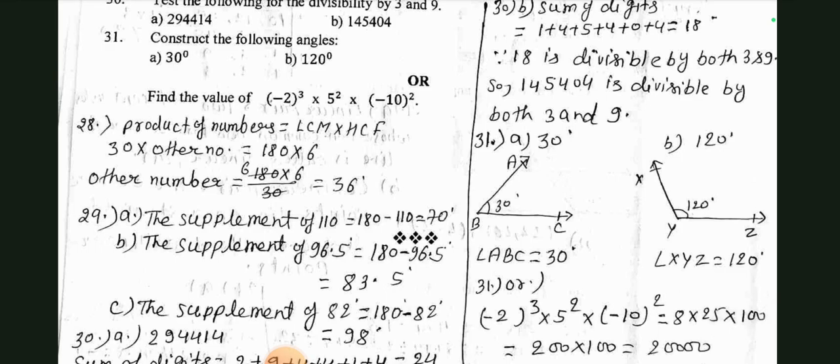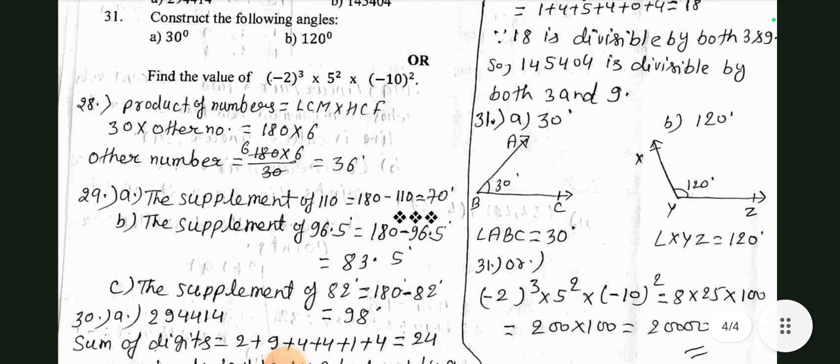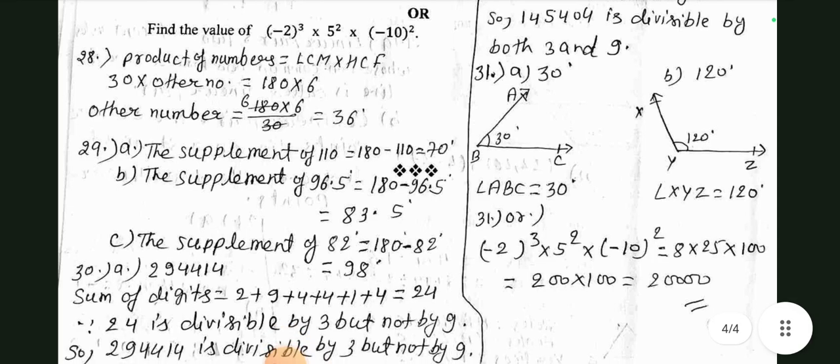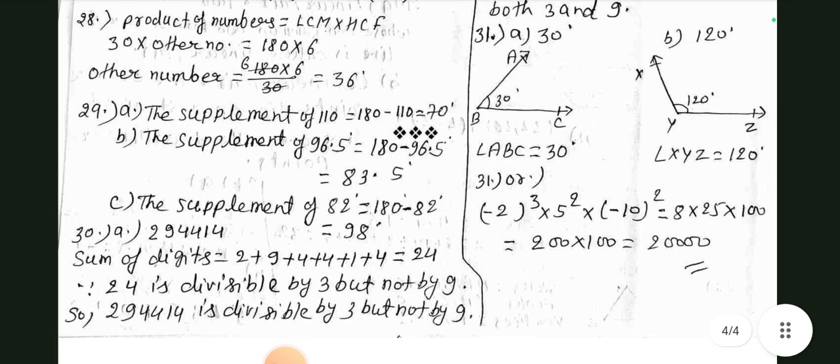Question number 29, the supplement of 110 degrees is 180 minus 110, that is 70 degrees. The supplement of 96.5 equals 180 minus 96.5, that is 83.5. The supplement of 82 degrees is 180 minus 82, that is 98, because two angles whose sum is 180 are called supplementary angles.